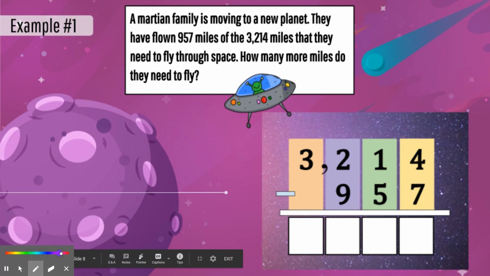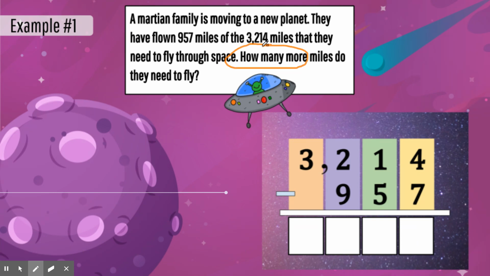So a big hint that we are subtracting is this: how many more miles? Because we are telling the difference in how many miles they've gone and how many miles they need to go. So anytime we're subtracting, we need to make sure that we place the largest number on top. And so that's what we've done right here.